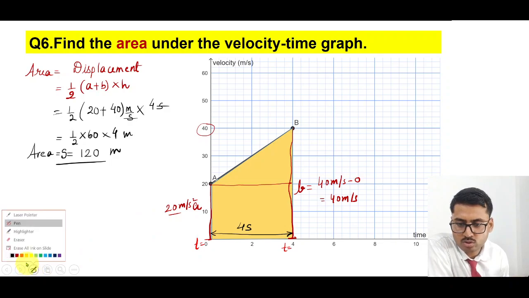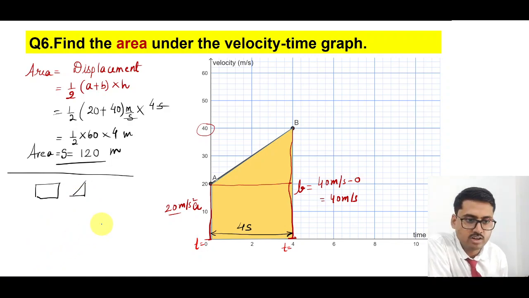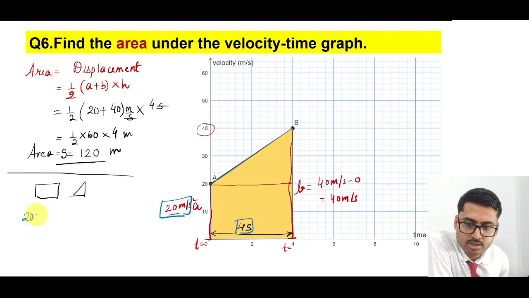Well, if you want to solve it by taking a rectangle and a triangle, you can also get the answer over here. So let me quickly solve that also. So if I take the rectangle, this will be like 20 meter per second and 4 seconds, because this is your length and this is your width. So this is going to be 20 meter per second multiplied by 4 seconds, that will give us 80 meter.